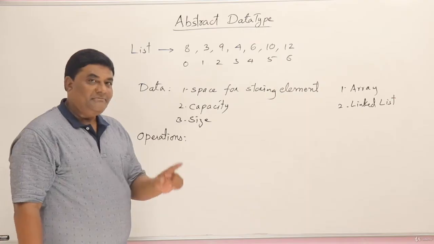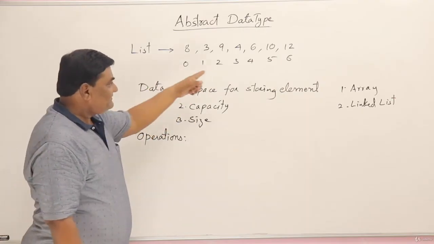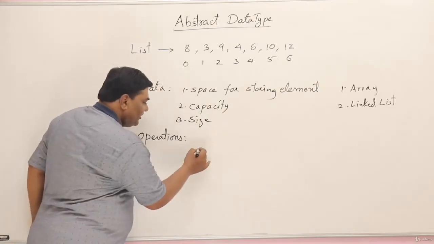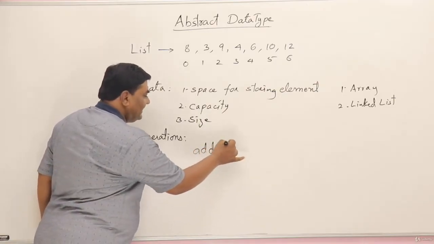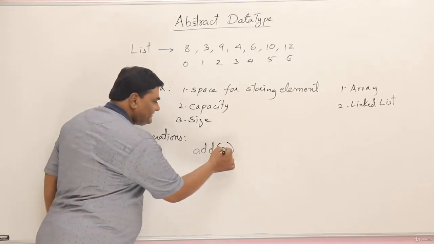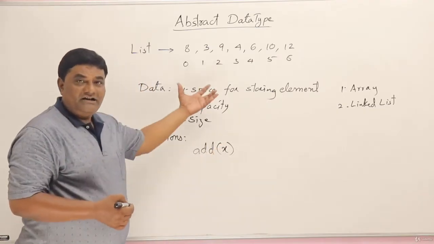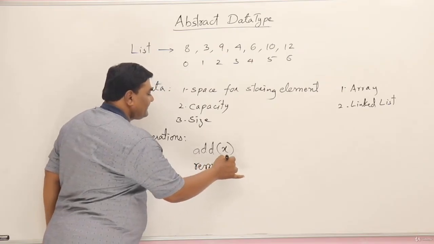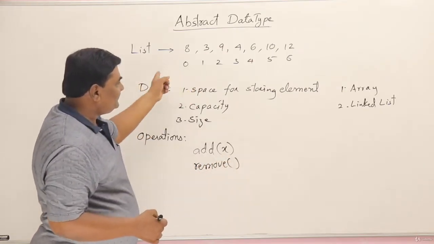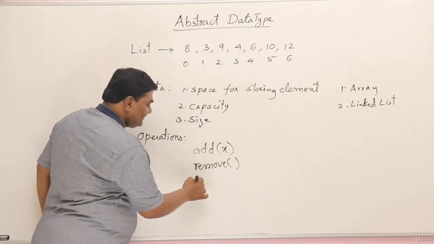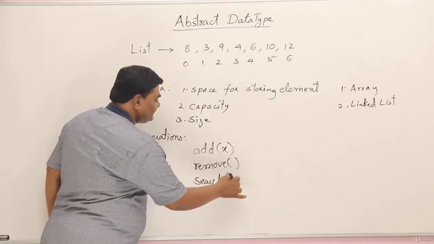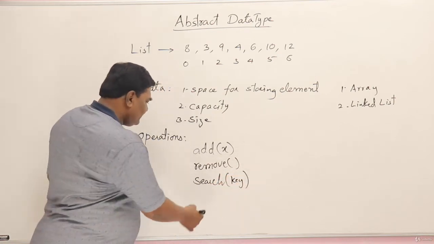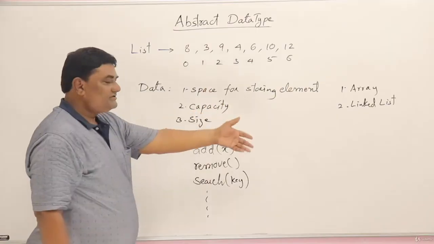So the operations that I may be performing on the list is, in this set of elements, I can add more elements. So the operations that I can perform is add an element, that is X. Or I may want to remove some element from this, so remove an element. Or I want to search for any particular element. So let us say it is search. I want to search for any element, a key element, like this. So on, so on. I'll be discussing all the operations afterwards.